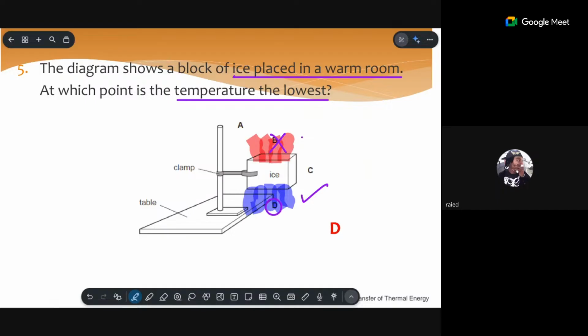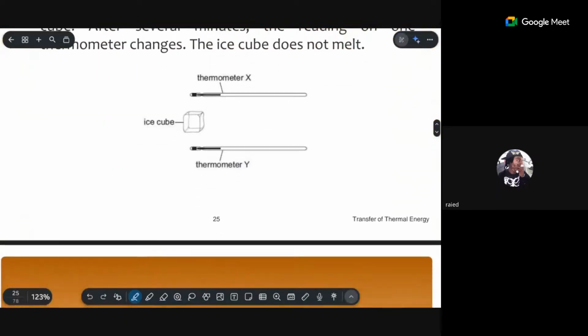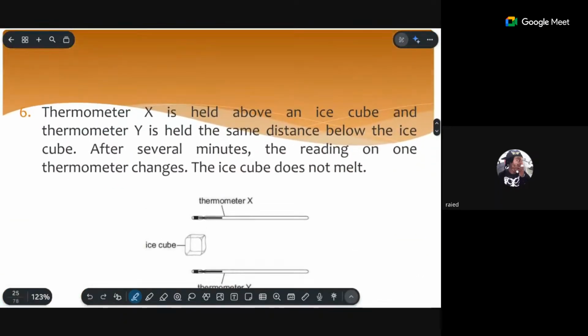The same question was asked once again in one of the past papers, but instead of ice, it was a hot block of metal. There were two thermometers, thermometer A and thermometer B. Which thermometer will give a greater change in temperature? You know that in that case it is thermometer B, because hot air will move up. So this is how you have to maintain all these concepts.